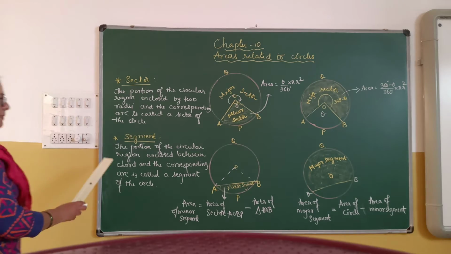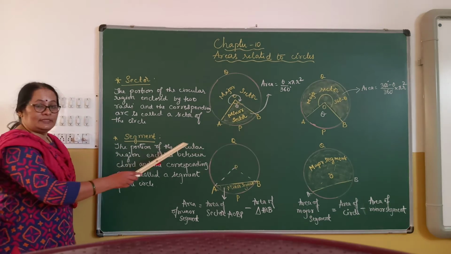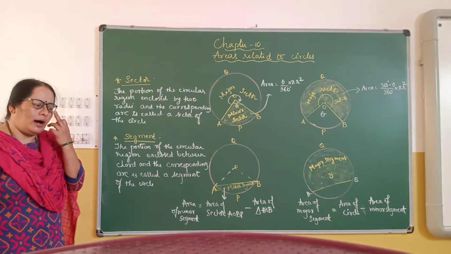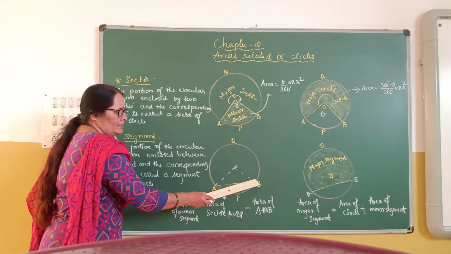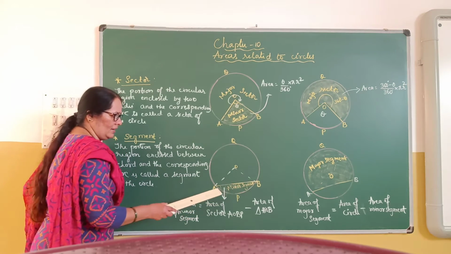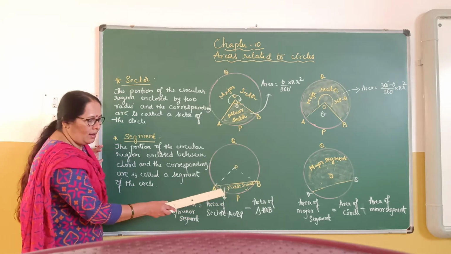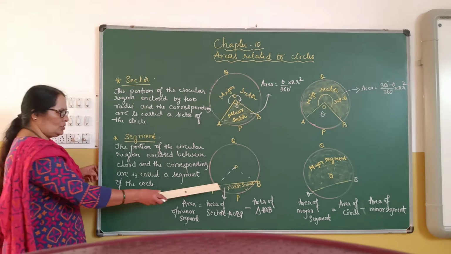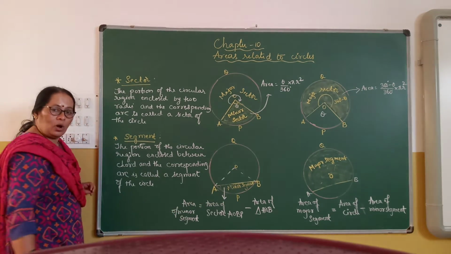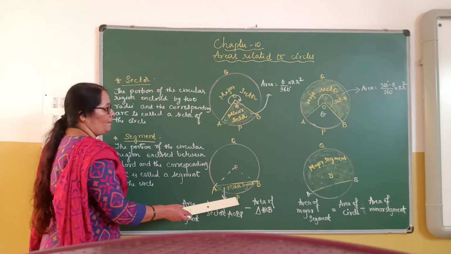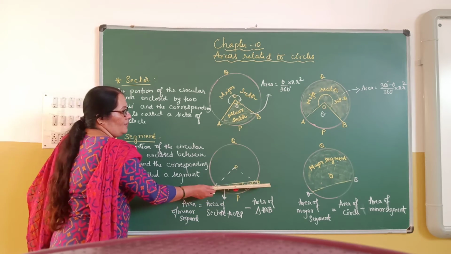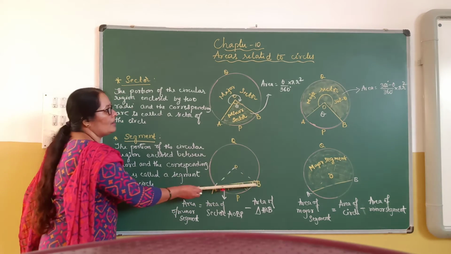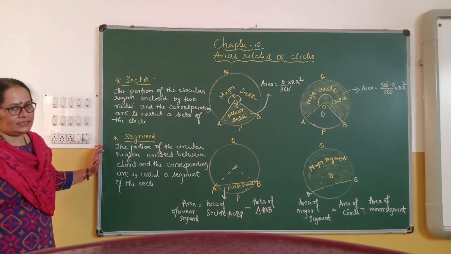Then what is a segment? The portion of the circular region enclosed between the chord and the corresponding arc. Now see here, this is the minor segment, the area between the chord AB and the corresponding arc APB. Here APB is the corresponding arc and AB is the chord, so the region between them is called the minor segment, and the larger portion is called the major segment.